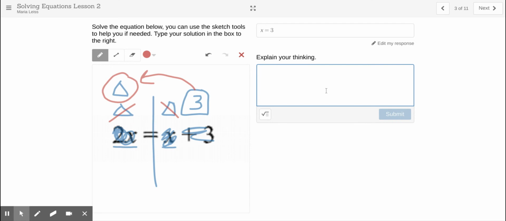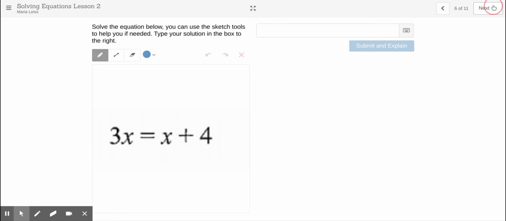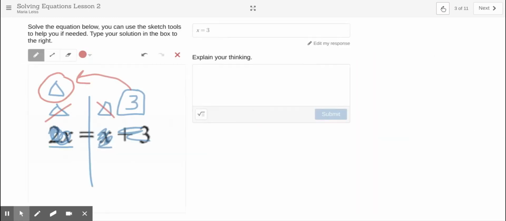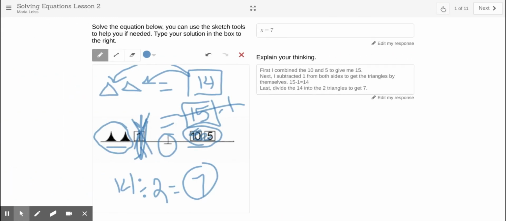So then all you got to do is tell me what you did to solve it. So I think you got this. I think you'll be all right. I'll be there in the Google Meet to answer questions if you need help. Good luck. Happy equation solving.